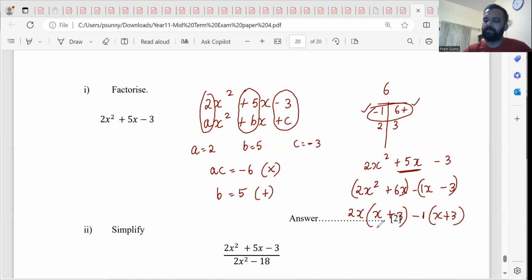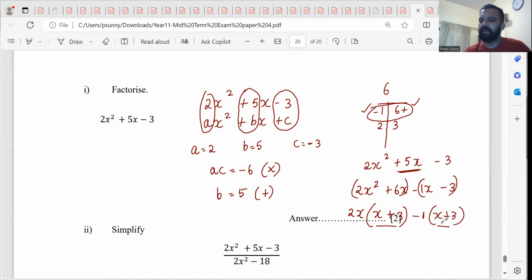When we reach this step, we will be able to understand whether our working is correct. If the values inside the brackets are the same, that means your answer is correct. X plus 3, x plus 3. The values inside the bracket are x plus 3 and x plus 3. That is the same. So that means my answer is correct.